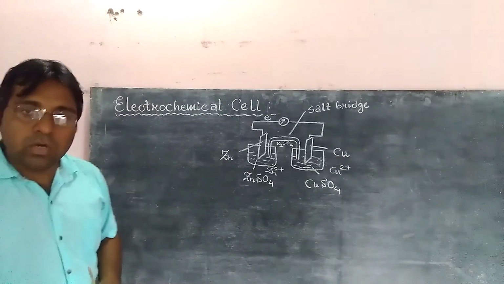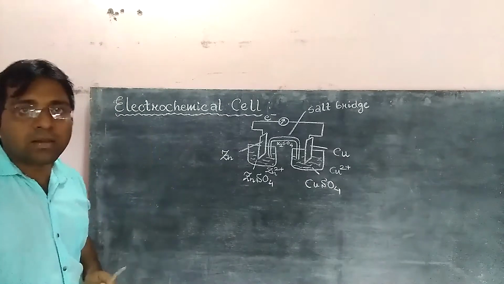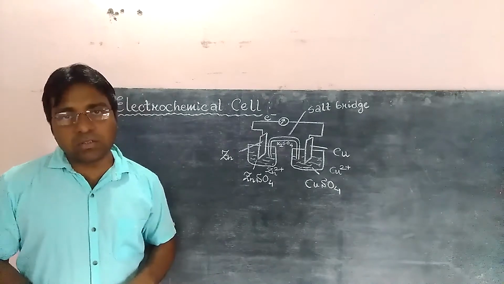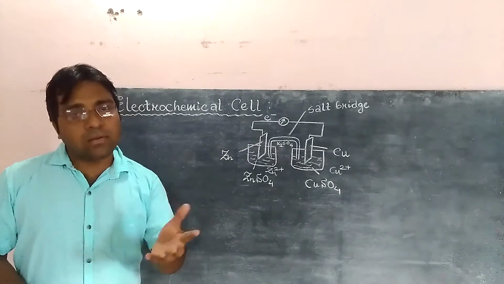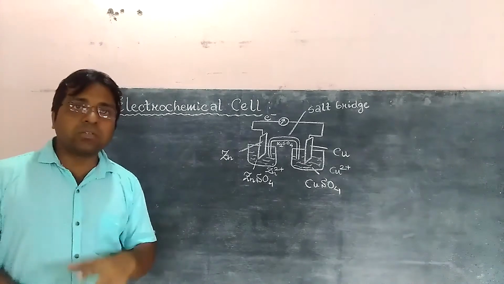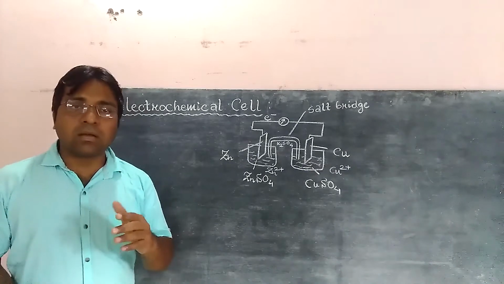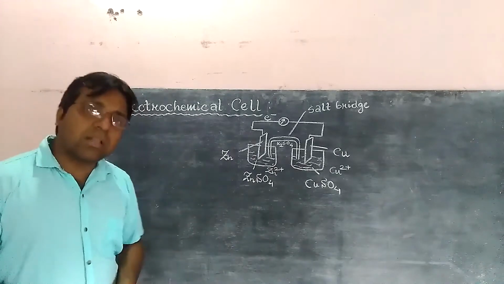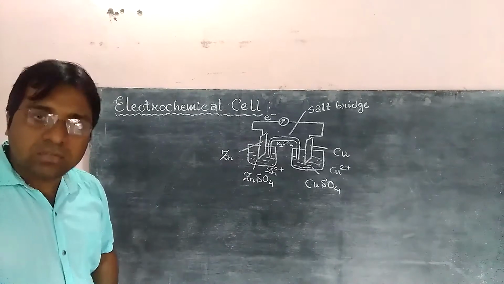In this video, we shall try to learn about an electrochemical cell. An electrochemical cell is basically a device which converts chemical energy into electrical energy and electrical energy into chemical energy. So there are two ways we can consider an electrochemical cell. One as chemical energy into electrical energy. Such cells are also known as galvanic cell or Daniell cell.